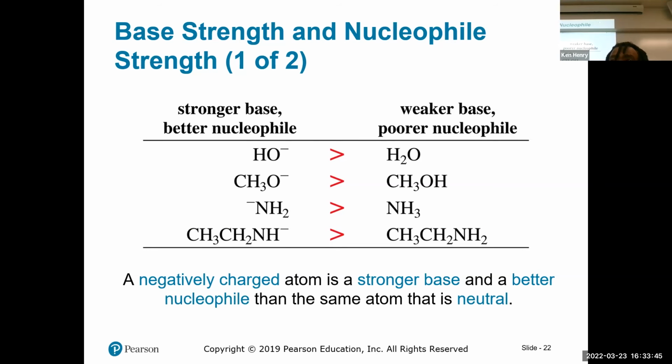Okay, these are considered to be strong bases, which we already know. These are going to be considered weak bases. So the strong bases are going to be better nucleophiles, and the reaction is going to happen faster. These are going to be weak bases, so they're going to be poor nucleophiles. They're going to happen, but we're usually going to need something to help them along the way. Okay.